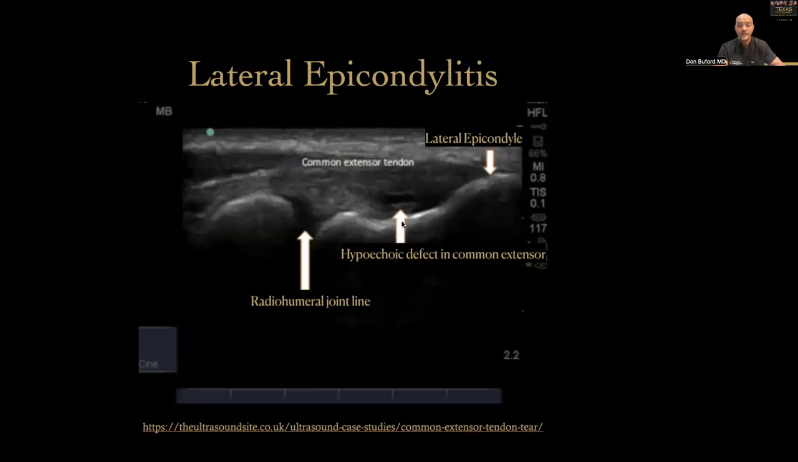This is another example. This is the radial head here. Here we see the lateral epicondyle, and here we see this hypoechoic region.